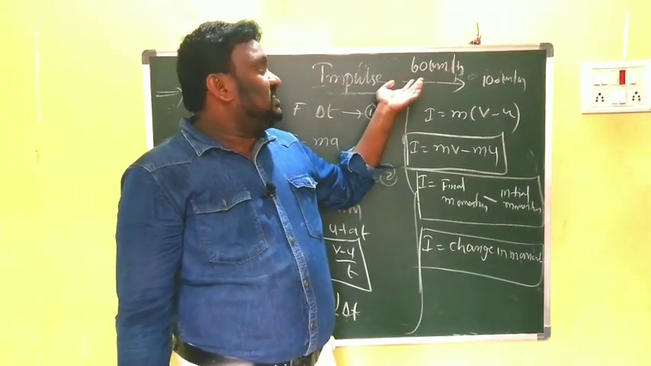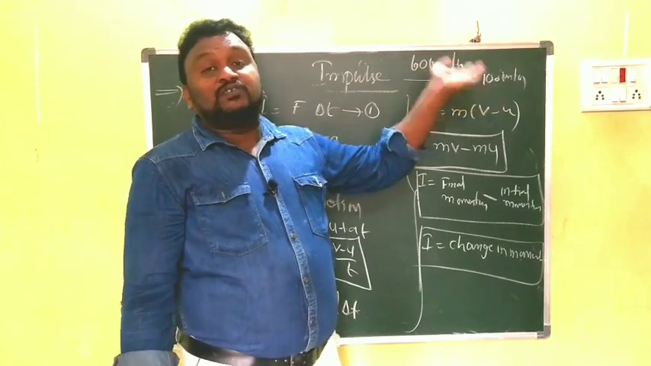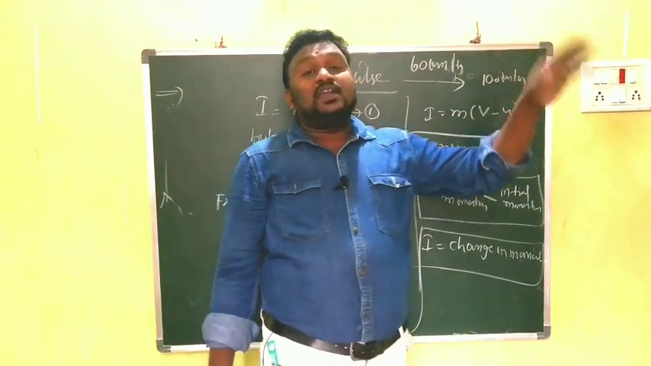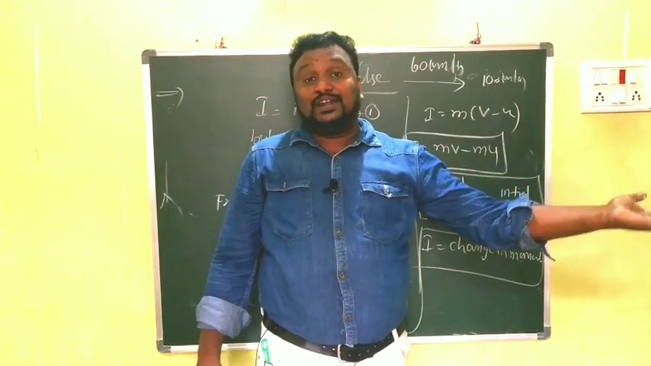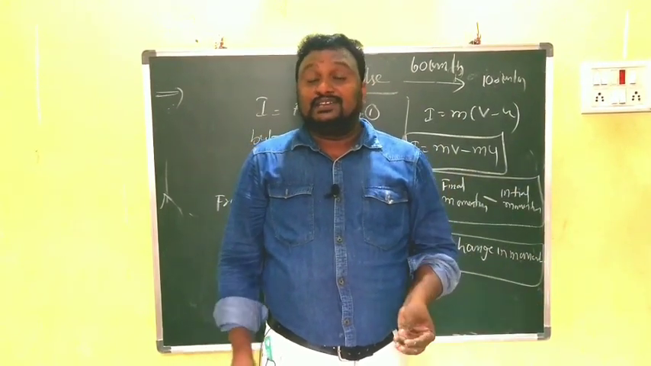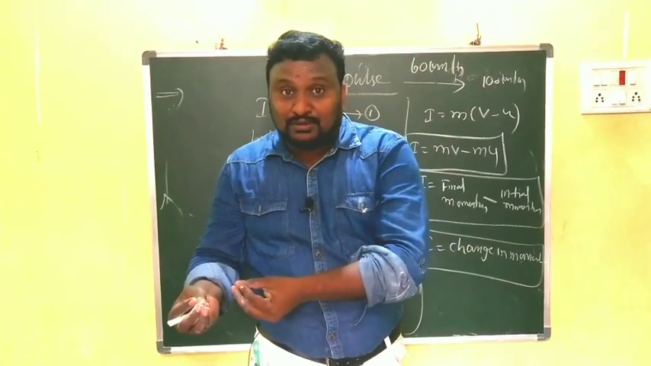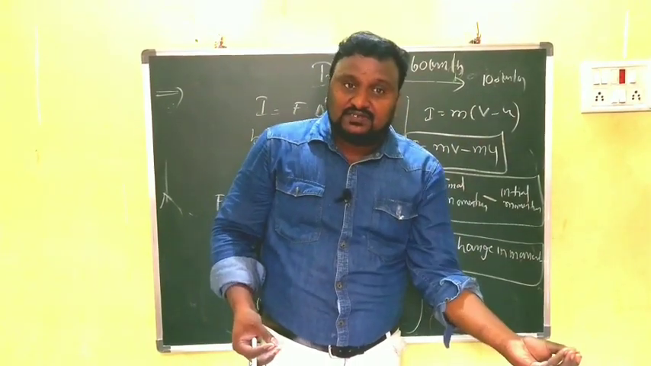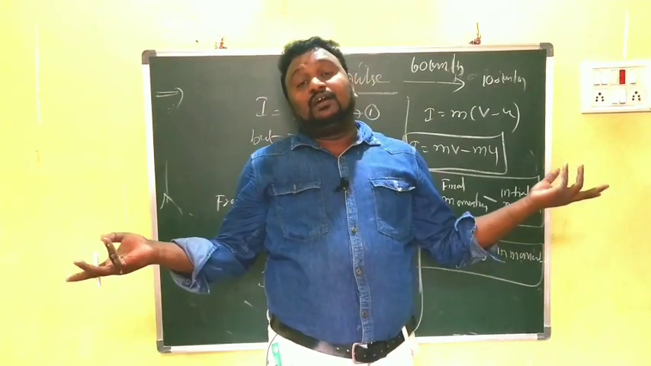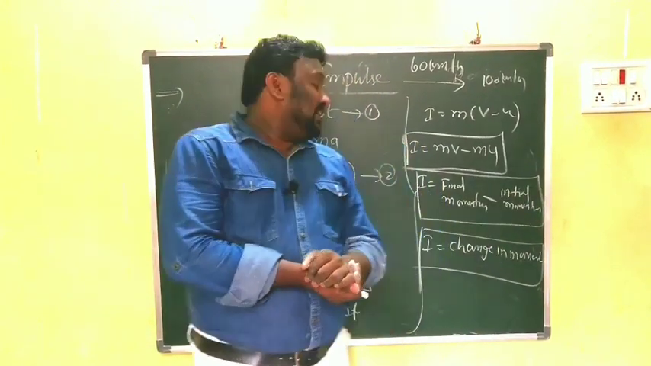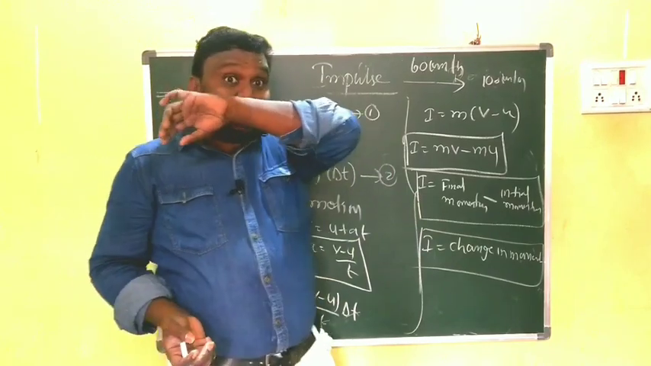Initially what is the velocity? 60 km per hour. After striking, its velocity is 100 km per hour. That means its momentum changes. That means when we apply some force on the body, its momentum changes within a fraction of a second. That is what we call impulse. That's why impulse is nothing but change in momentum.